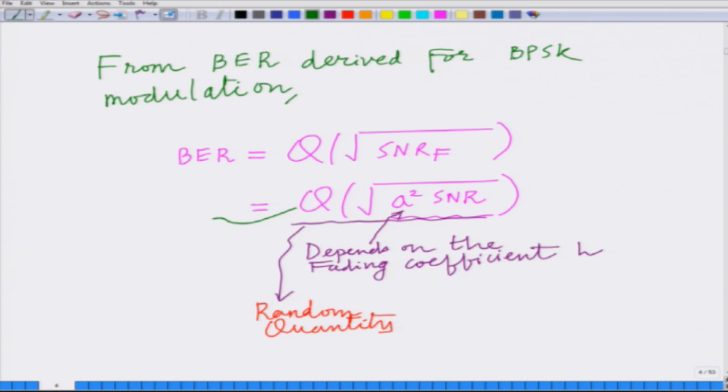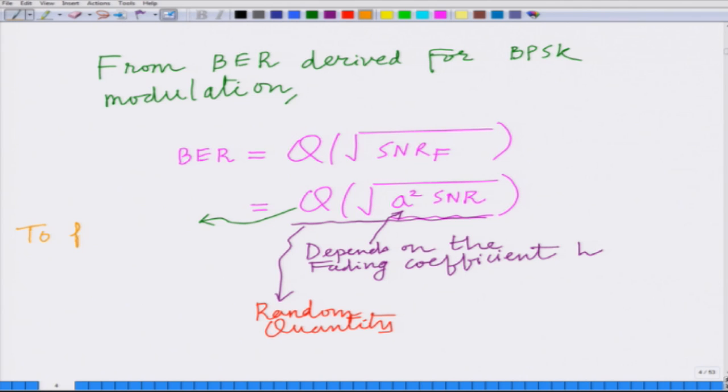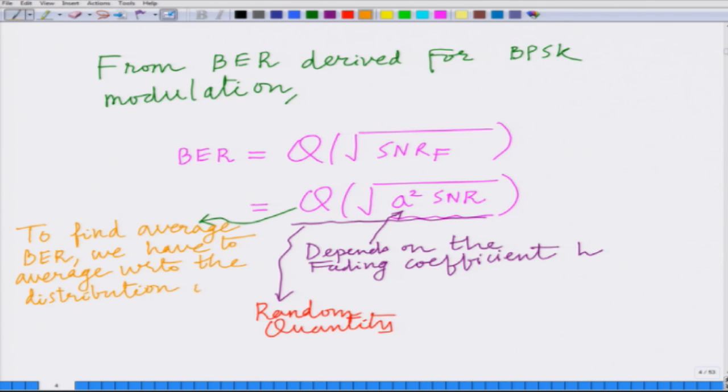And therefore, to find the average bit error rate, one has to average with respect to the distribution of the fading channel coefficient, or the distribution of A. To find average BER, we have to average with respect to the distribution of A.